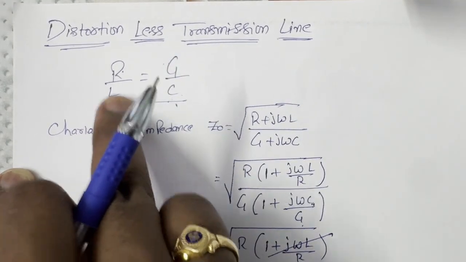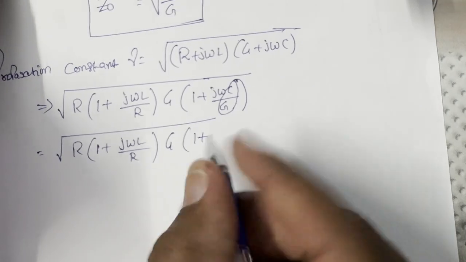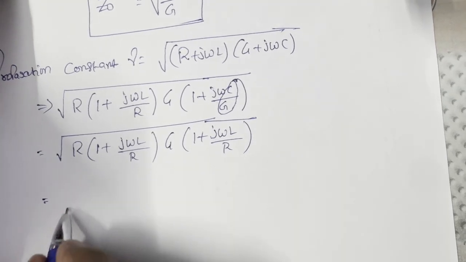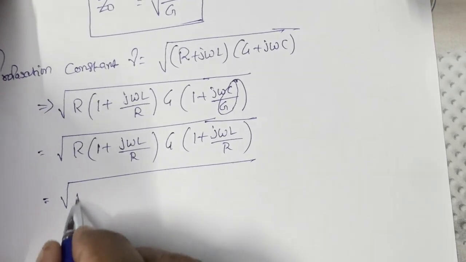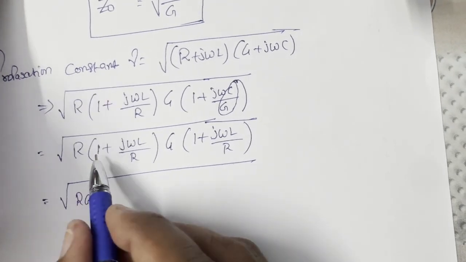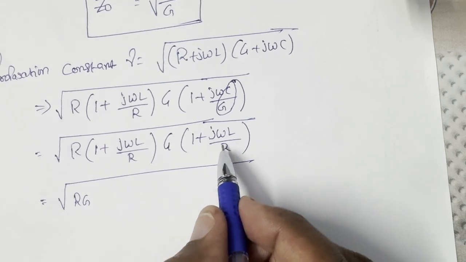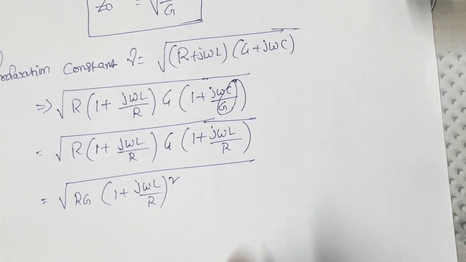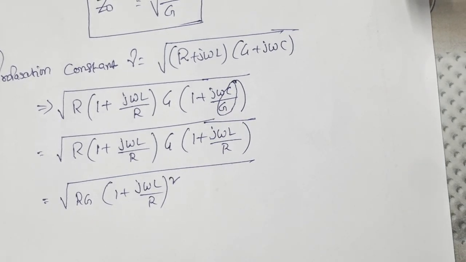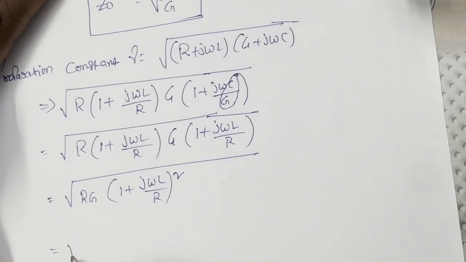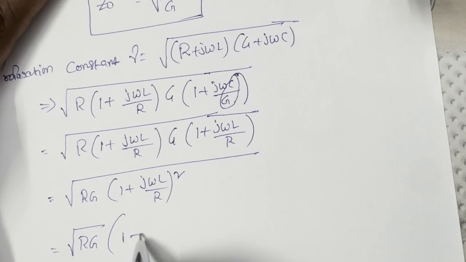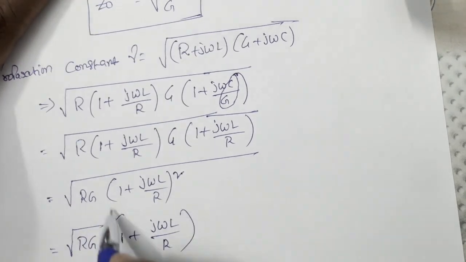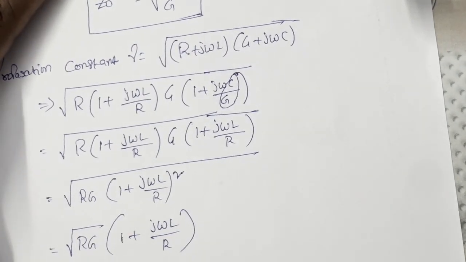and I am writing here L by R, j omega L by R. That implies square root of RG into (1 plus j omega L by R) into (1 plus j omega L by R), that is, (1 plus j omega L by R) whole square. That is equal to root RG into (1 plus j omega L by R). Here the square and root cancel for this term.